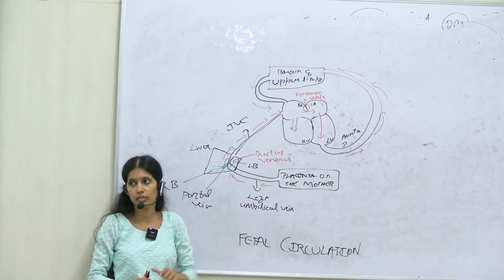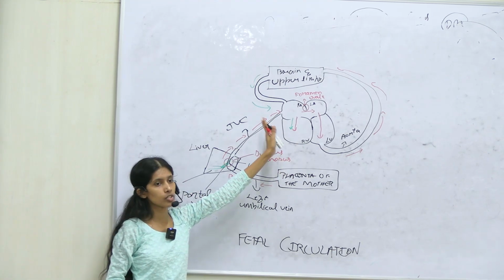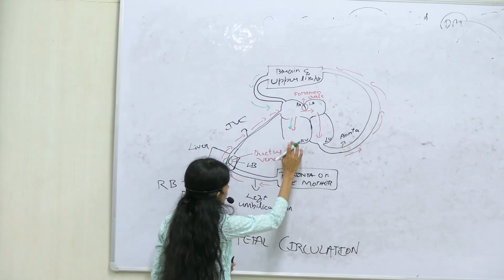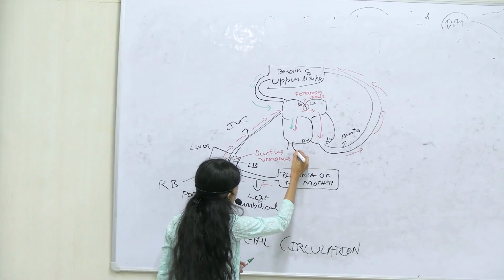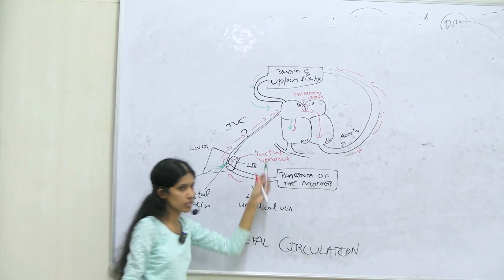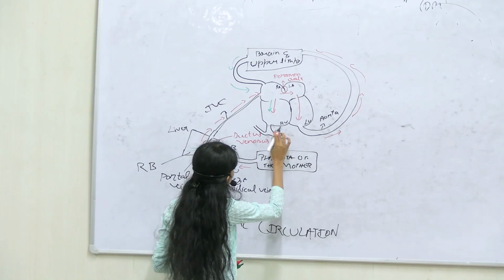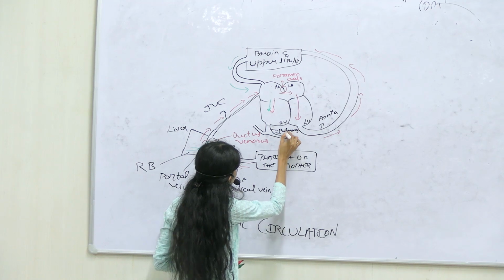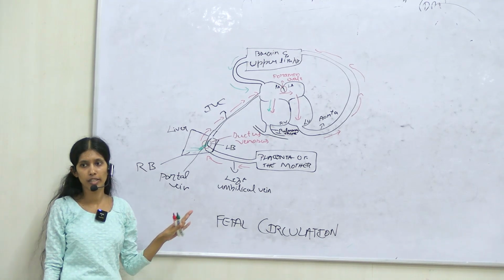Now in the right ventricle we have a mixture of oxygenated blood and also deoxygenated blood. Is it clear for everyone? Now once the oxygenated and deoxygenated blood is present in the right ventricle, it is going to pass through a structure called, what is this structure? This is your pulmonary trunk.